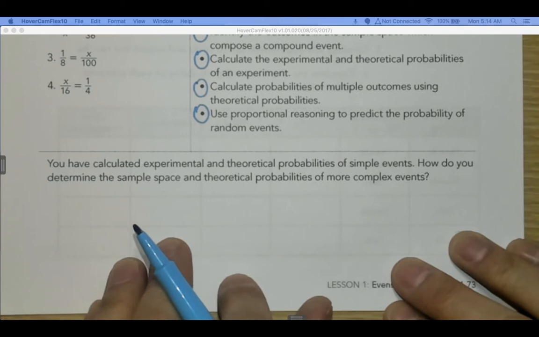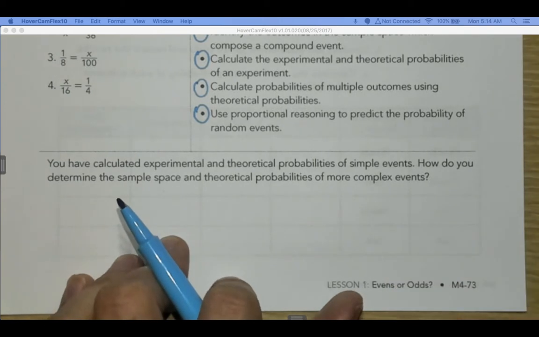You've calculated experimental and theoretical probabilities of simple events. How do you determine the sample space and theoretical probabilities of more complex events?